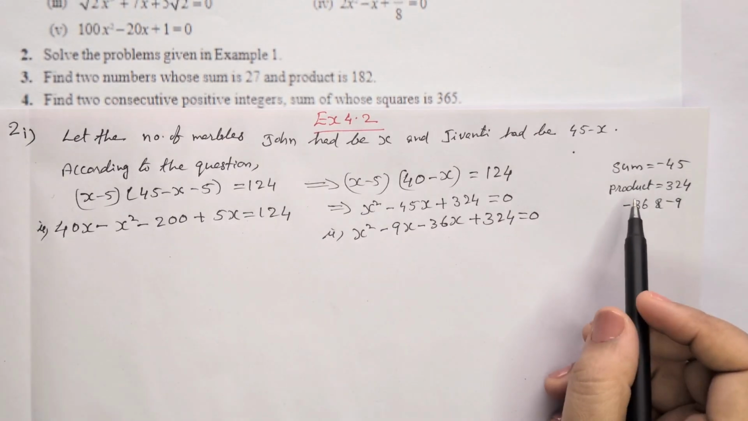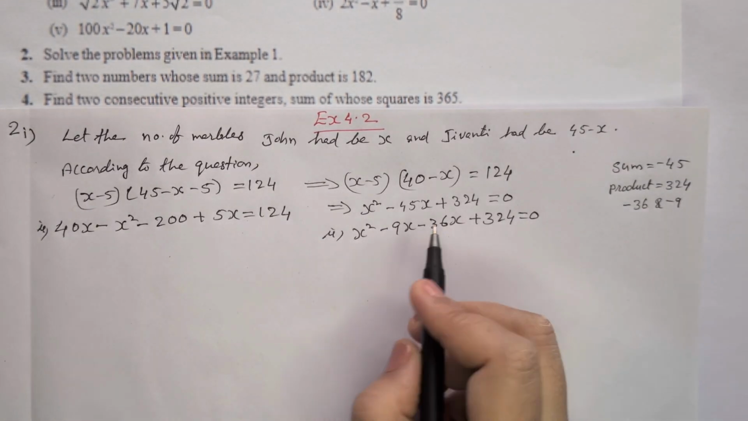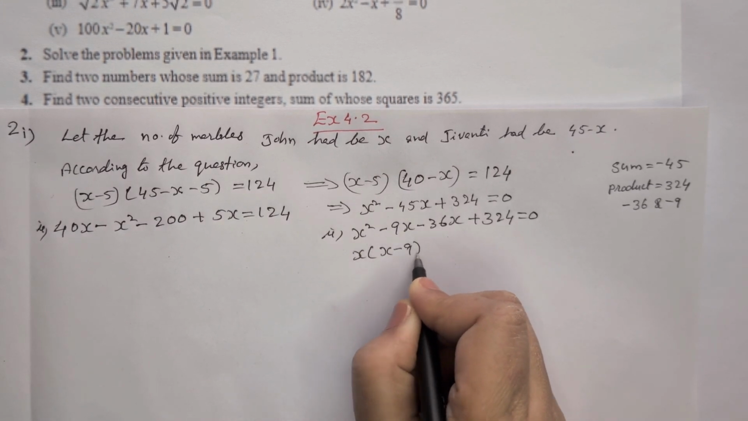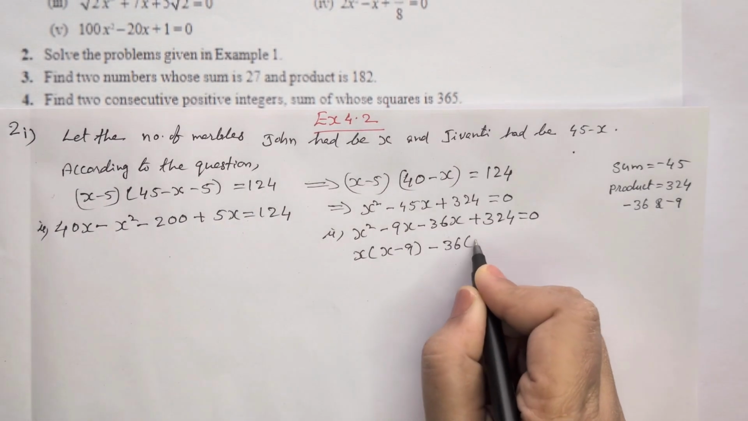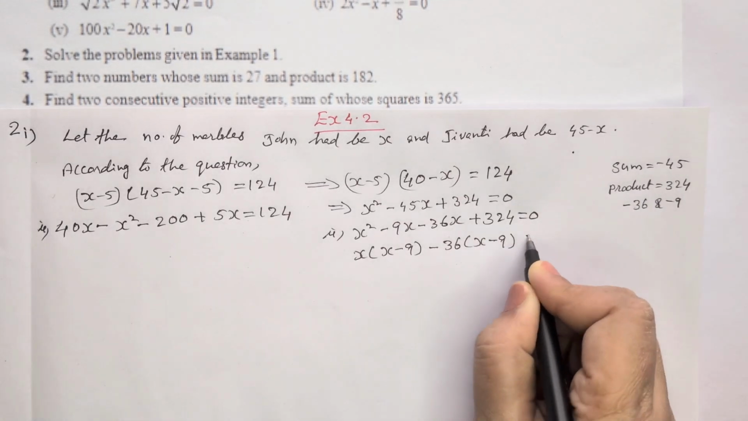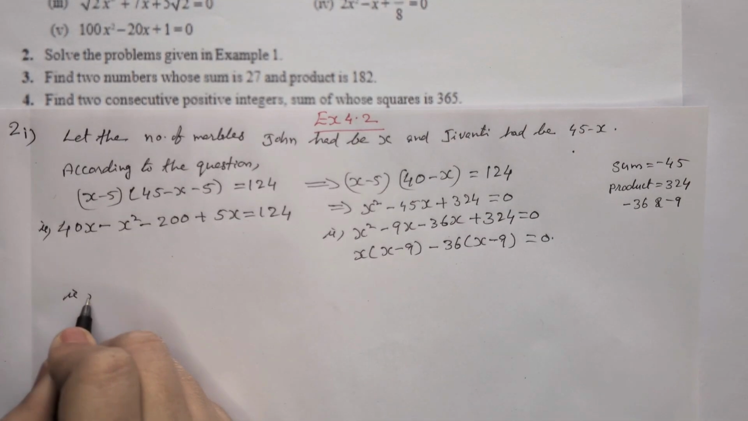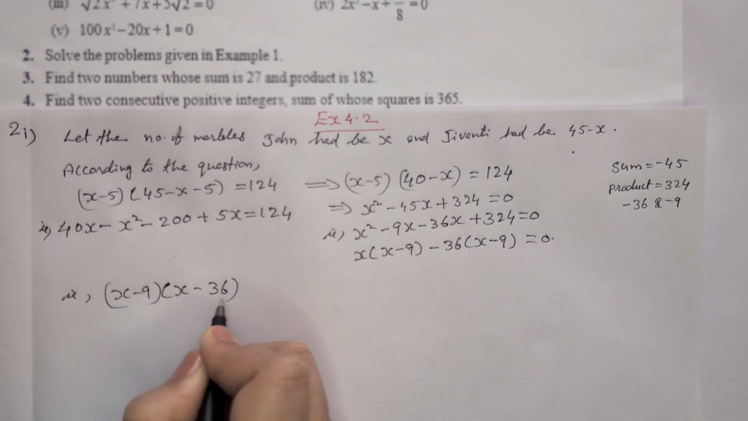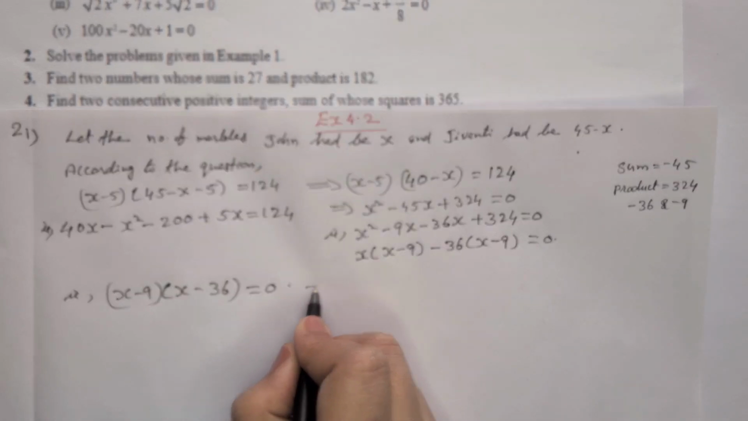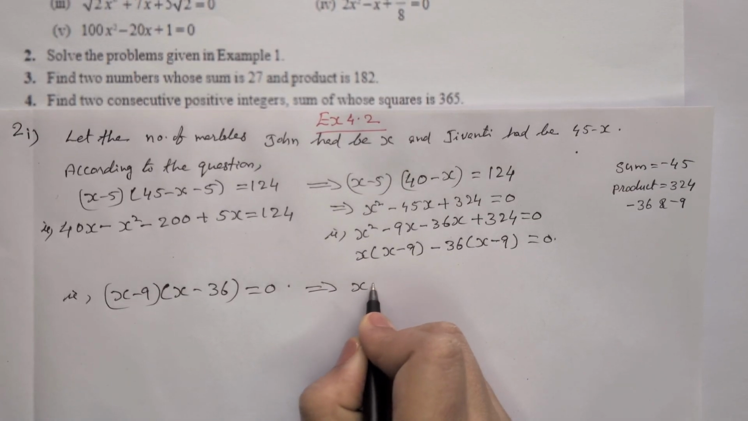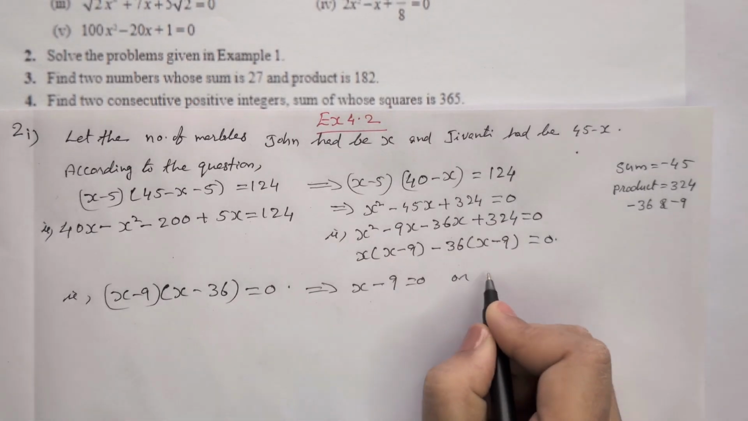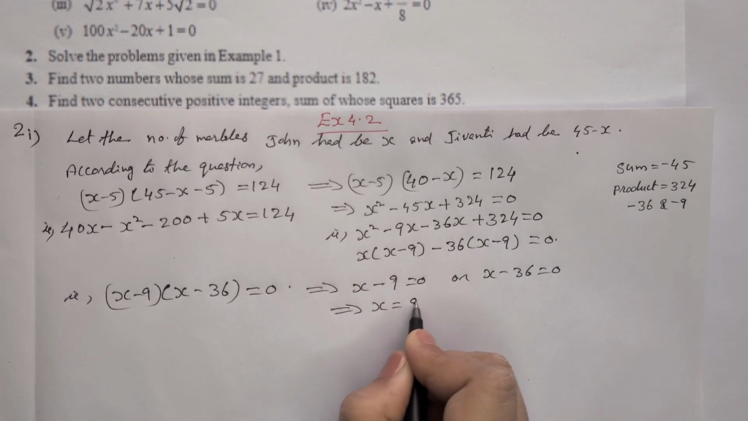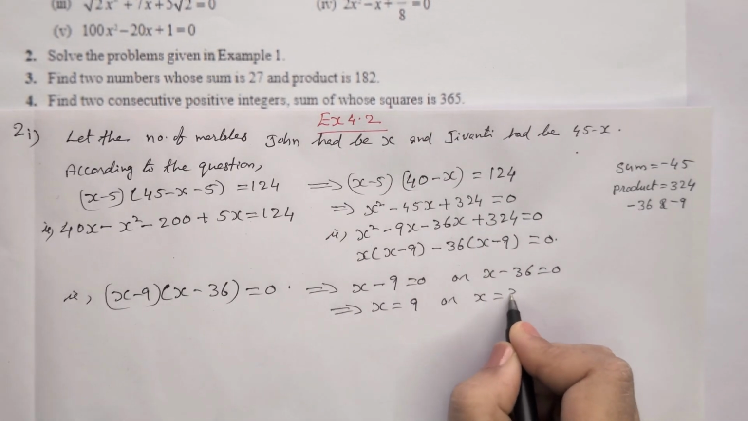So we can write the numbers as minus 36 and minus 9. So from here x, then x minus 9, from here minus 36, you get x minus 9 into x minus 36 is equal to 0, which implies x minus 9 is equal to 0, or x minus 36 is equal to 0. That means x is equal to 9 or x is equal to 36.